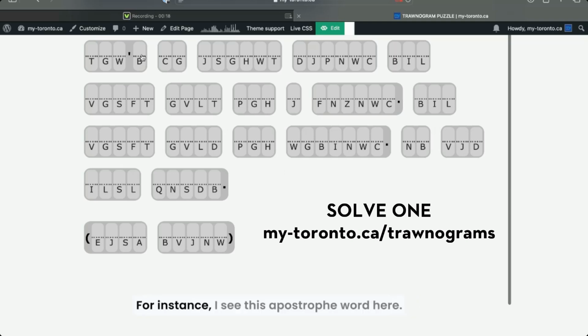For instance, I see this apostrophe word here. In the English language, this is either going to end in an S or it's going to end in a T. So it's either a possessive, such as man's or dog's, the dog's shoe, the man's shoe. But typically, and most commonly, it is an abbreviation of do not, cannot, would not.